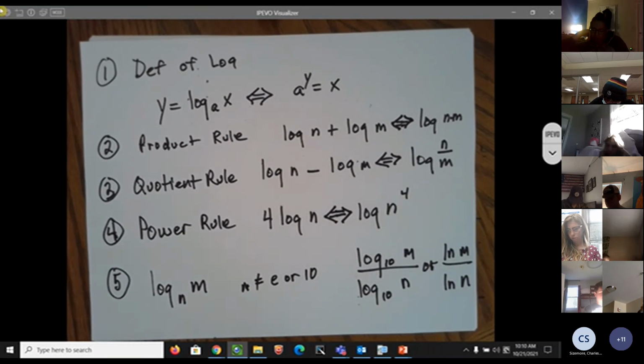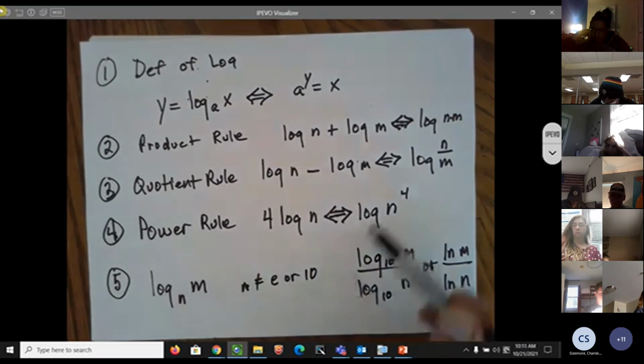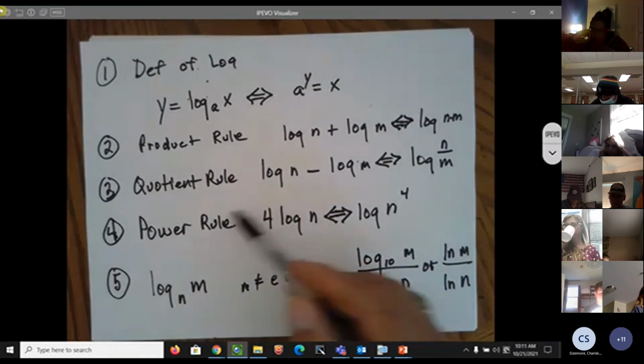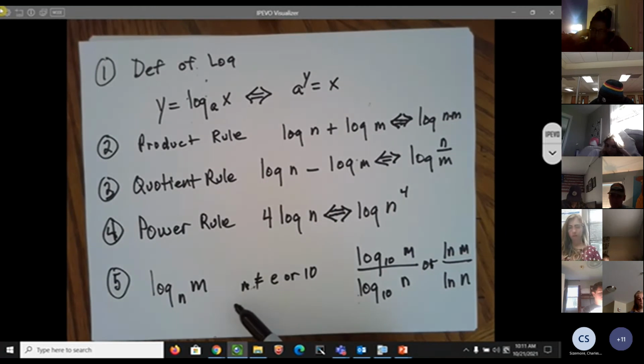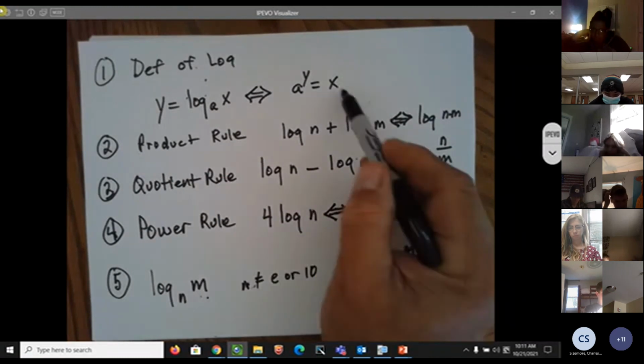Again, this is about the third time I have gone over this with you, because like I said, 80% of your test is going to come from these. Actually, these four. This one, you might have one or two questions on the test, but not many, because these are pretty simple. But 80% of your test is going to come through 1 through 4.